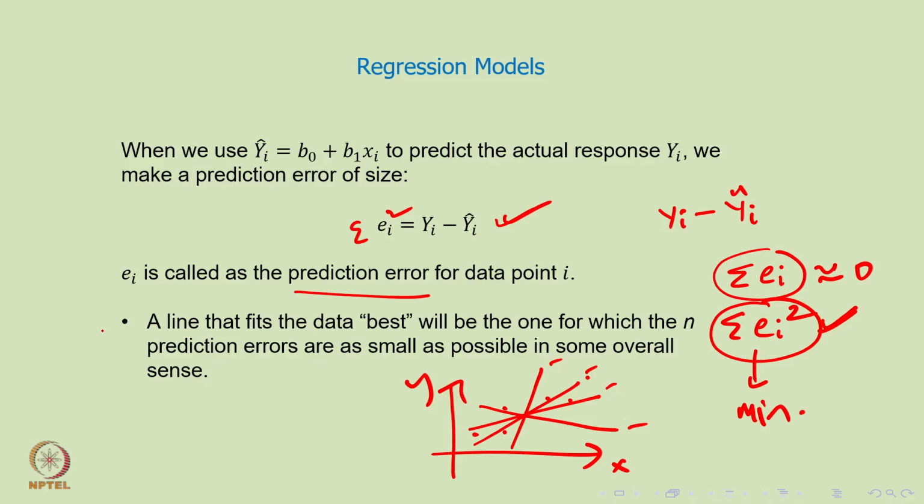So we have added a small comment here as well, that a line that fits the data best will be the one for which the n prediction errors are as small as possible in some overall sense. And what do we mean by some overall sense? It is nothing but trying to minimize summation ei square. Okay. So if you keep this in mind, then all the other examples down the line would be easy to understand.